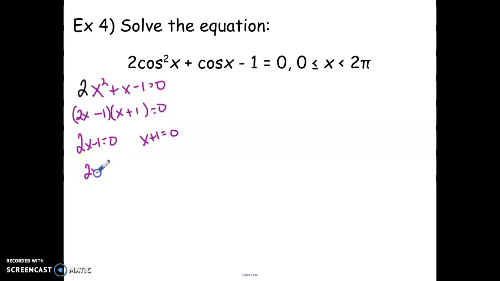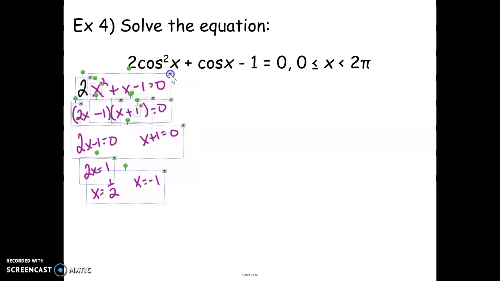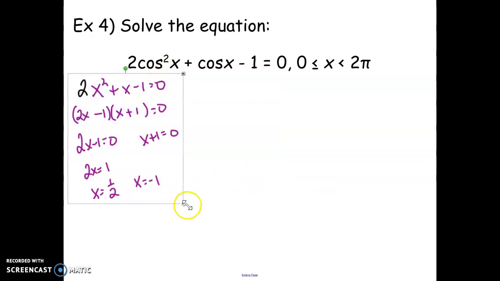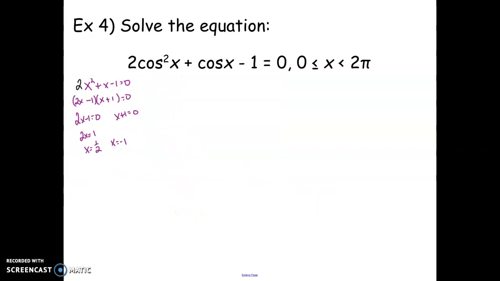So if I add 1 to both sides, 2x equals 1. Divide by 2, I get x equals 1/2. Subtract 1, I get x equals negative 1. Okay, all nice and easy there. When we have x's, we would be done. Let's go ahead and replace those x's with our cosines. Group this and make it a little bit smaller so it's out of the way. There's our work to get there.